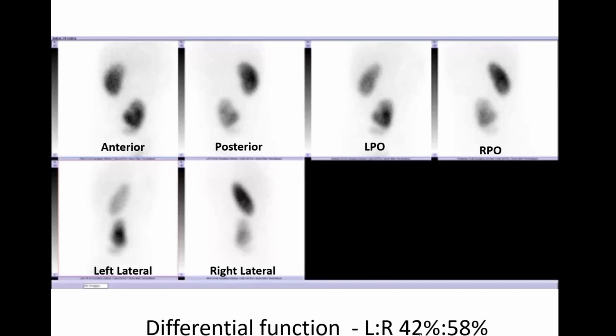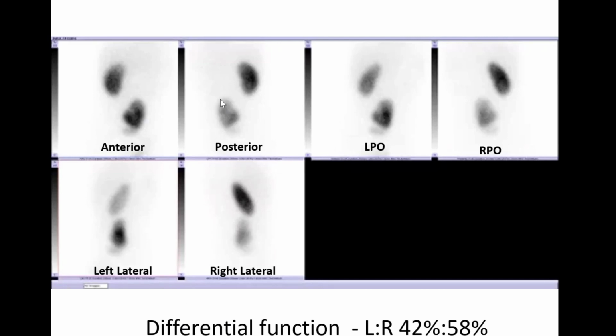But before that, remember that with the differential functions, when we do it for a DTPA scan or for a DMSA scan, we always use the posterior view to calculate the differential function. But when you have an ectopic kidney, and remember that the ectopic kidney would not be in the same location, you take an average of the anterior and posterior view to do the differential function.